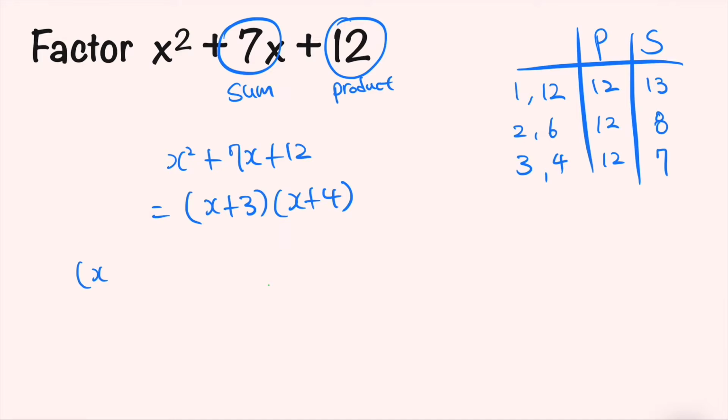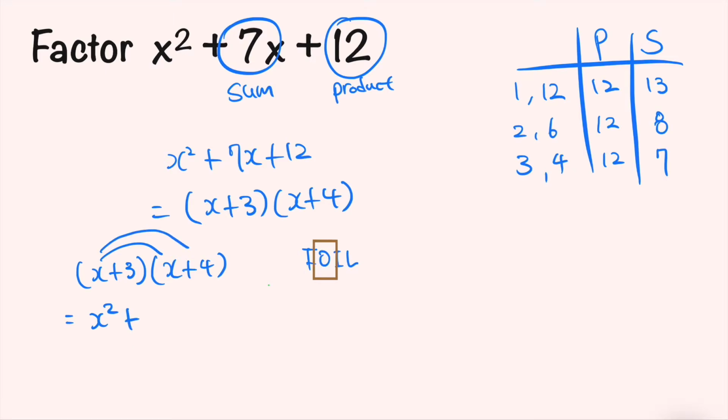We're going to try expanding this using the distributive property. Using the FOIL method, we're first going to multiply the first terms. So x times x is x squared, plus outer terms now. So 4 times x is 4x. Inner terms, so that's 3x. And lastly, the last terms, 3 times 4 is 12. And if we collect the like terms, we have x squared plus 4x plus 3x. They become 7x plus 12.